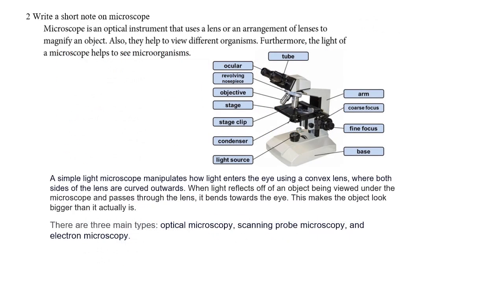Question 2. Write a short note on microscope. A simple light microscope manipulates how light enters the eye using a convex lens, where both sides of the lens are curved outwards. When light reflects off of an object being viewed under the microscope and passes through the lens, it bends towards the eye. This makes the object look bigger than it actually is. There are three main types: optical microscopy, scanning probe microscopy, and electron microscopy.